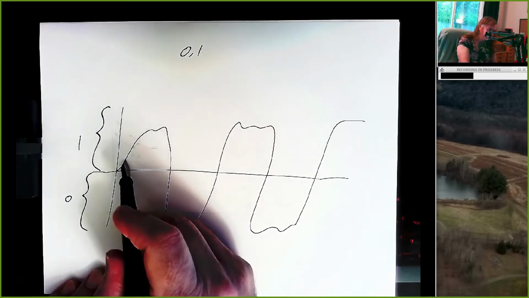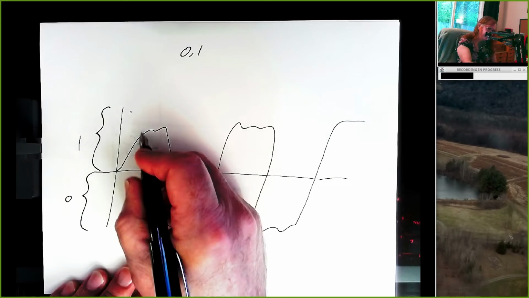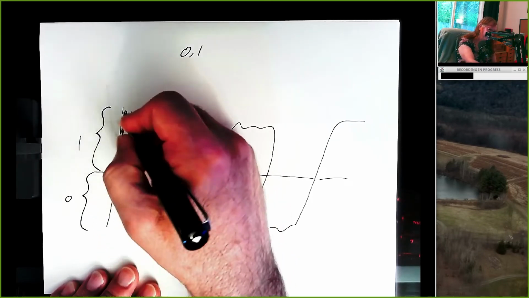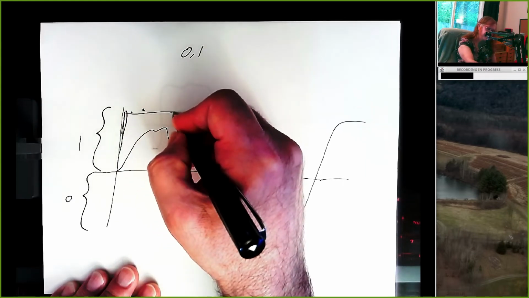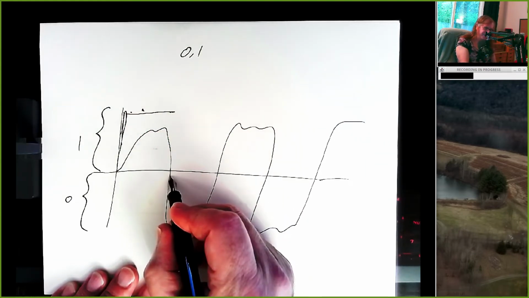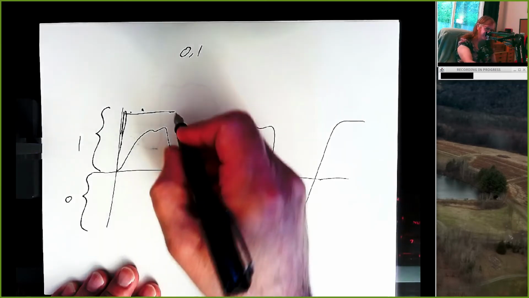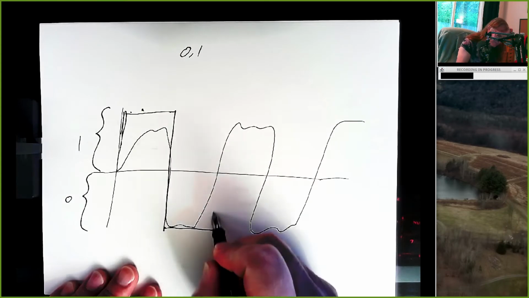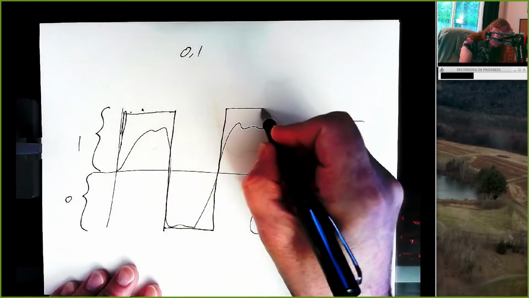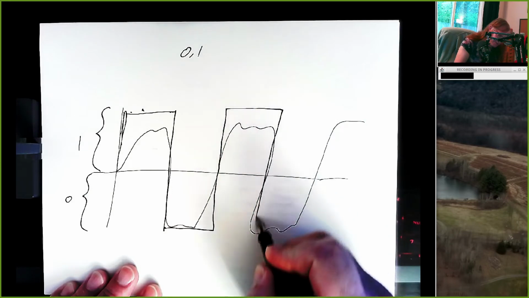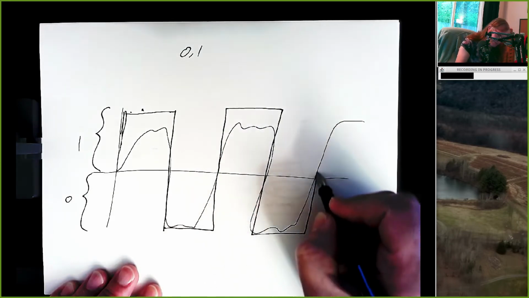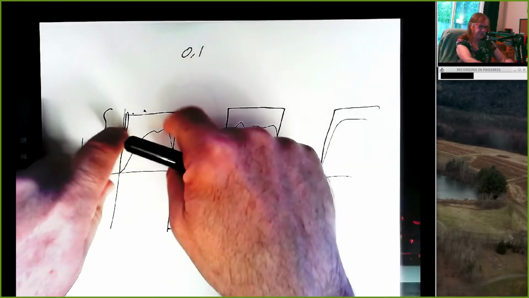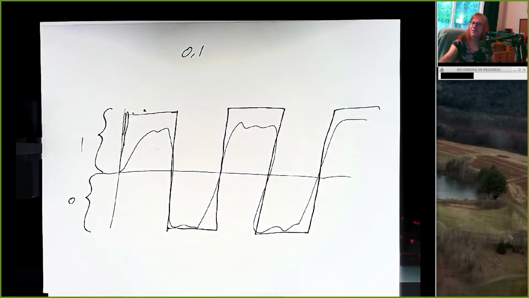And so what's our voltage right here? It's 1. What's our voltage right here? It's 1. What's our voltage right here? It's 1. And so this waveform looks like this. And right here, as soon as we get a little bit negative, what's our voltage? It's a 0. And so our waveform looks like this. And then here it's a 1. And here it's a 0. And here it's a 1. And there's our digital version of this analog waveform.